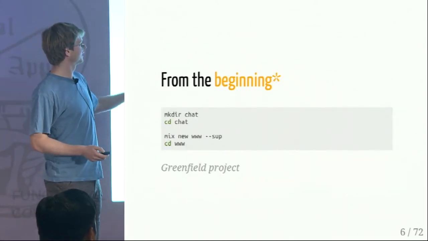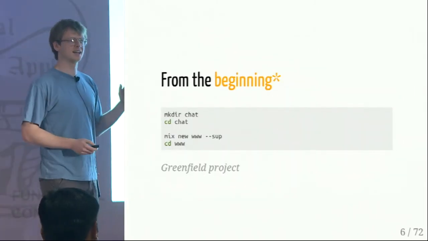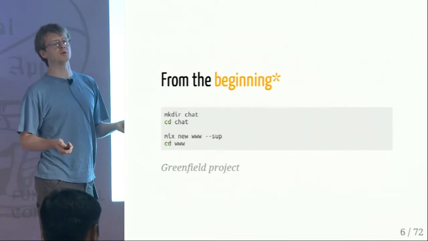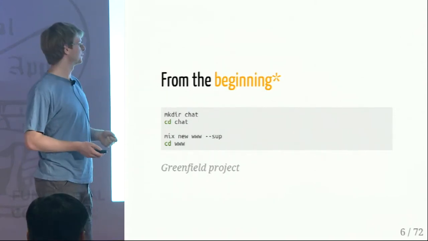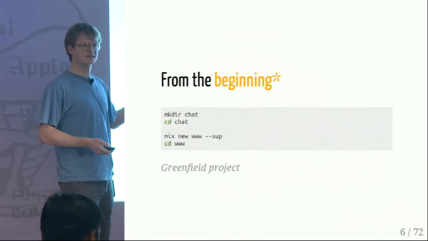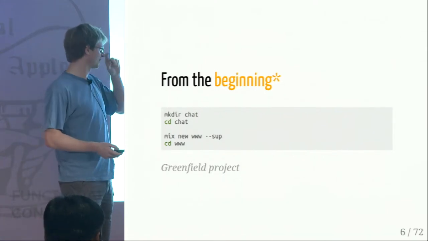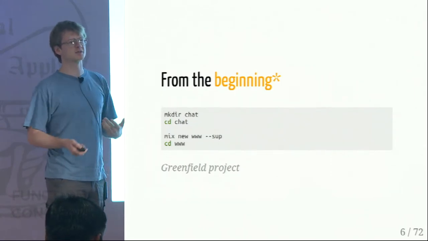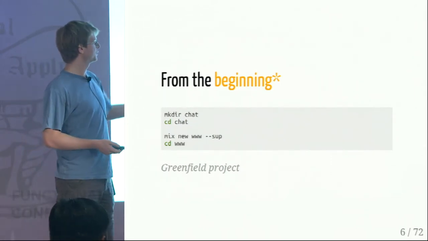So from the beginning, not this far back. This is how we start a new Elixir project. For half of you that haven't seen this, this is going to be lesson one. So we're going to quickly go through setting up a new project. Mix is the build tool for Elixir. We start a new www project, which is going to be the web interface for our application. And we want it to be supervised.